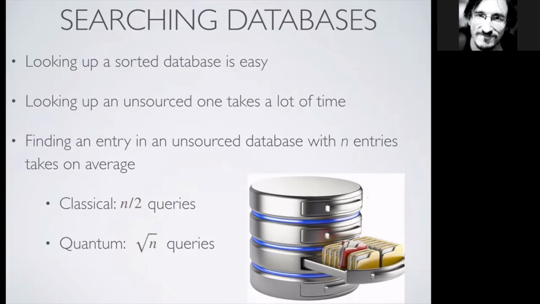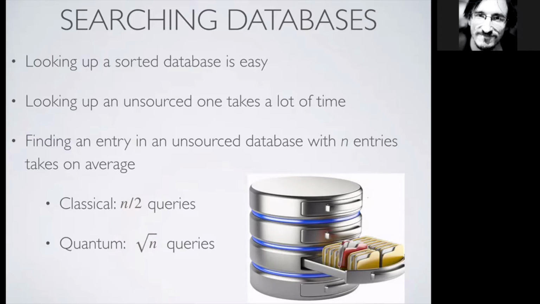So if you had a telephone book and you wanted to find a telephone number and it only had 10 elements in it, then classically you'd have to look at, on average, 5 elements in the database. In the quantum computer, you'd only have to look at the square root of 10, which is 3.3, so that's not much of a saving. What happens if we go up to a telephone book with 1 million elements? Well, now, classically, you have to look at 500,000 elements of the database, but on the quantum computer, you only need to look at 1,000. Now we're starting to see a very big difference.